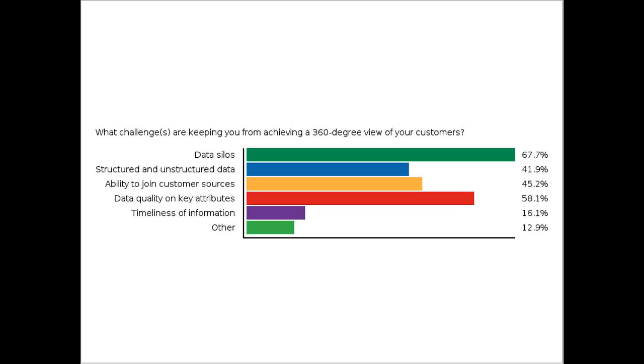So as we take a look at the final summary here, 67% of you said it was data silos, 58% said it was data quality. The timeliness seems to be less of a concern, and the structured versus unstructured data, as well as the ability to join customer sources, are also issues, but less of a concern at this point in time.